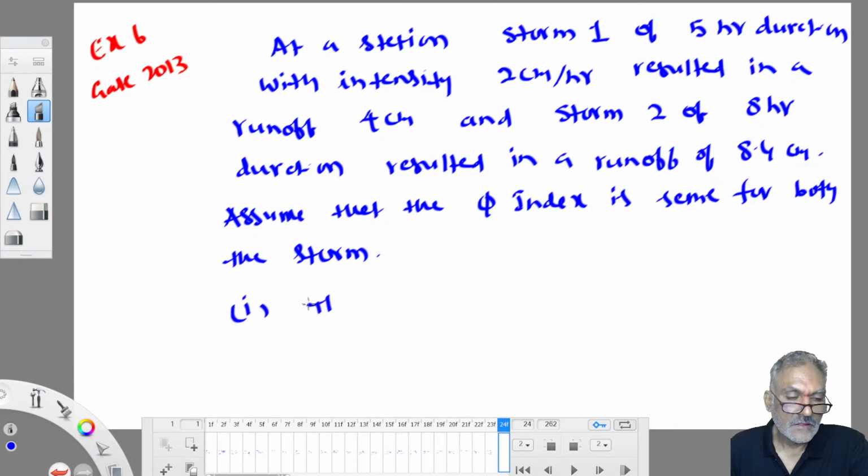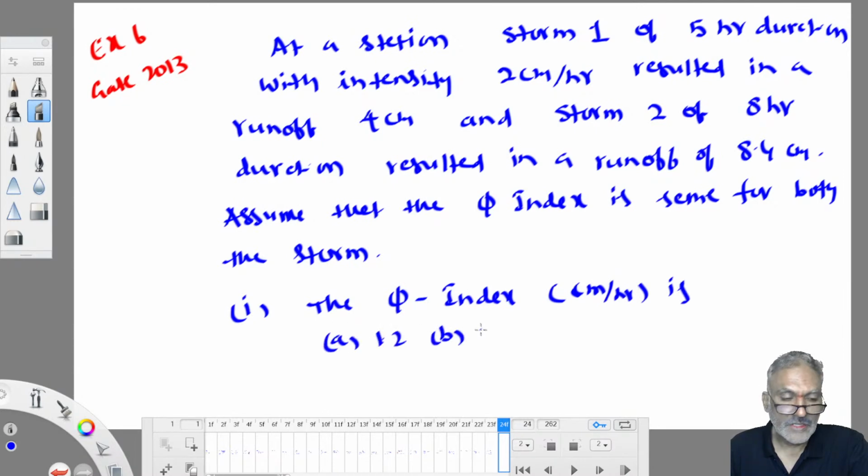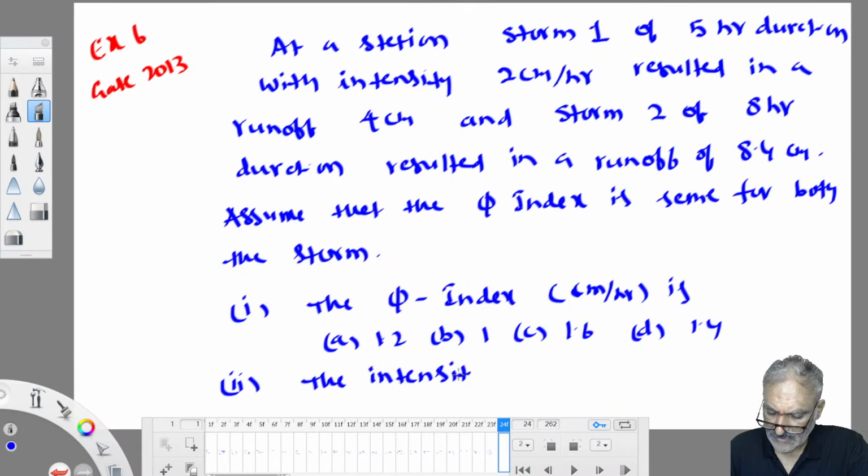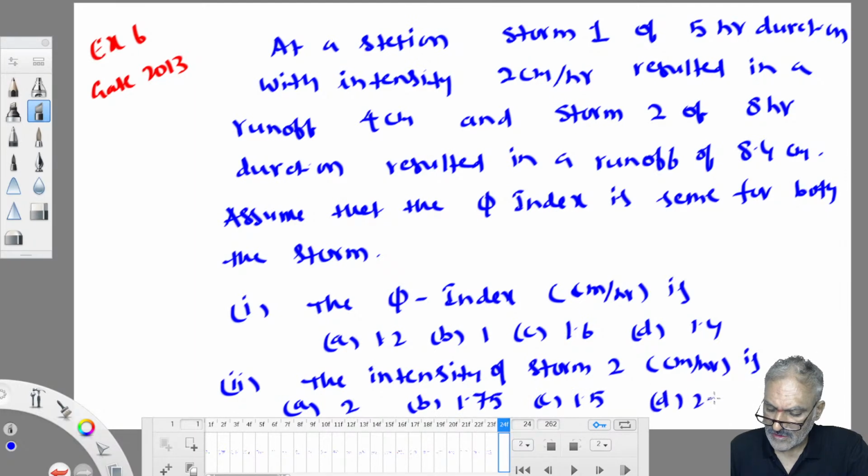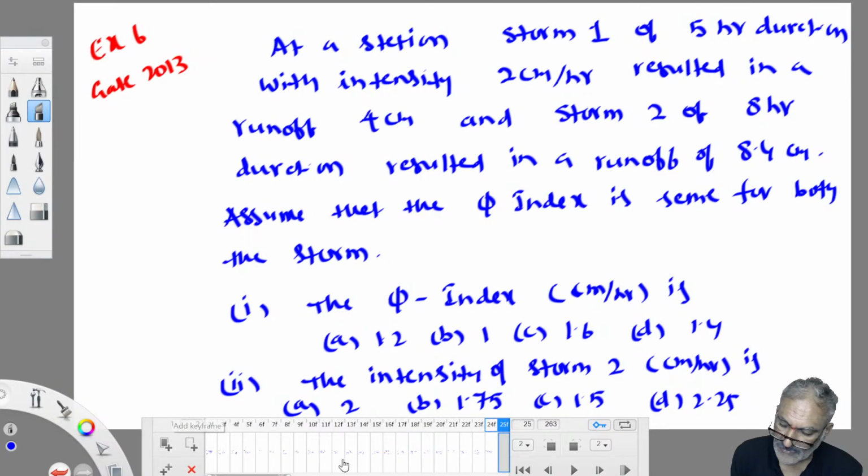Question 1 is asking the pi index value in centimeter per hour; options given: A 1.2, B 1, C 1.6, D 1.4. The second question asks the intensity of storm 2 in centimeter per hour: A 2, B 1.75, C 1.5, D 2.25. So 2 questions are there in this. Like the last question, but here 2 things have been asked to find out. One is the pi index, the other one is intensity. Come on, try this question.